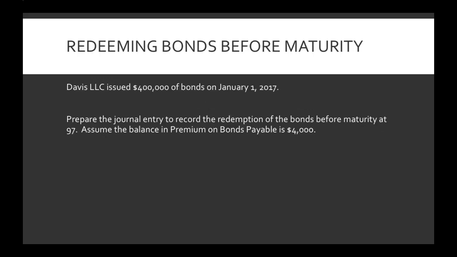Now, redeeming bonds before maturity. So we need to prepare the journal entry to record the redemption of the bonds before maturity at 97. And since it's before maturity, there's still this balance in our premium on bonds payable account. We're going to assume that that balance is $4,000.